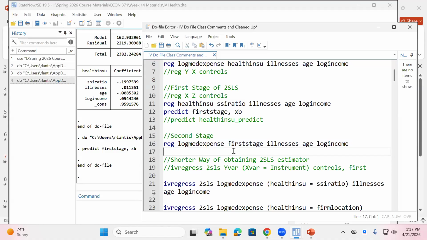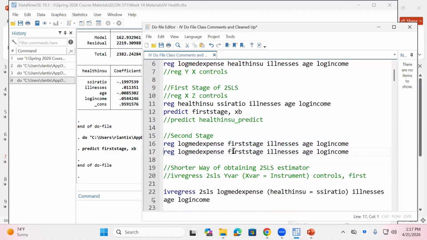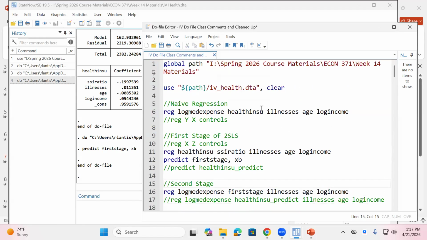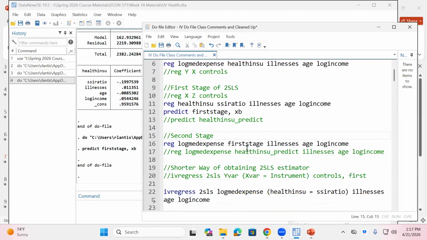So I have kind of multiple lines, if this is helping us with this additional name. Right? I'm just replacing health insurance in my second stage with the predicted value of health insurance. Okay, that came from my first stage regression.